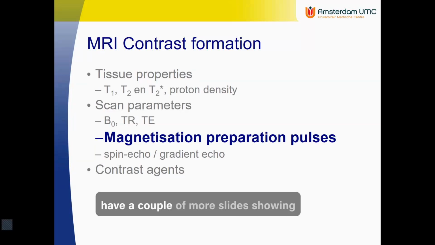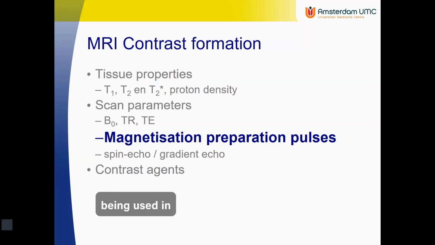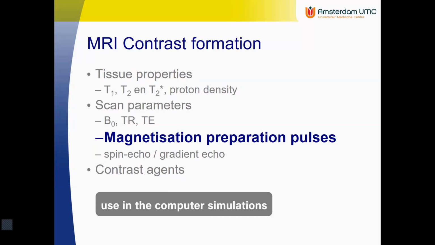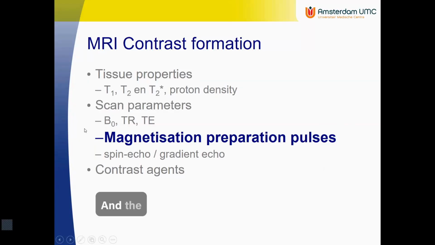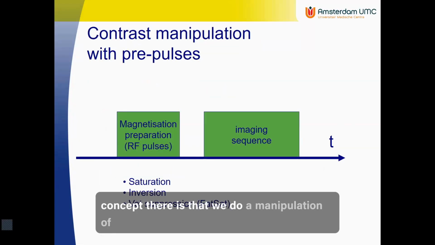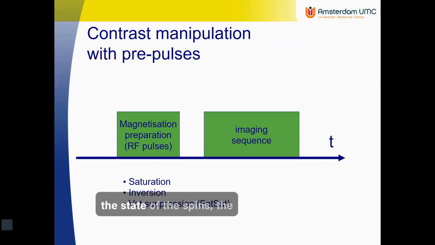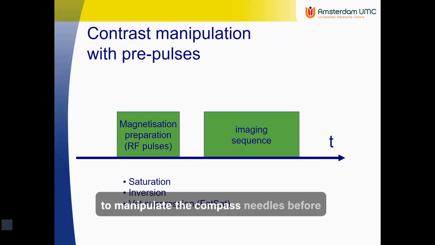Now I have a couple more slides showing you some tricks that are used a lot in clinical practice, and that we are also going to use in the computer simulations tomorrow. We're going to talk about the magnetization preparation process. The concept is that we manipulate the state of the spins, the compass needles, before we do the RF excitation pulse.